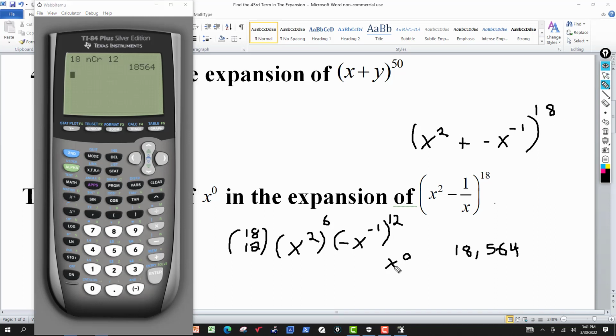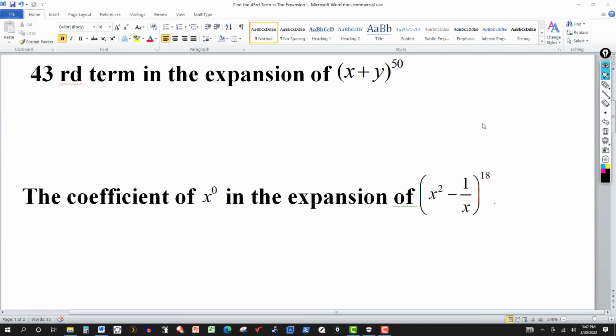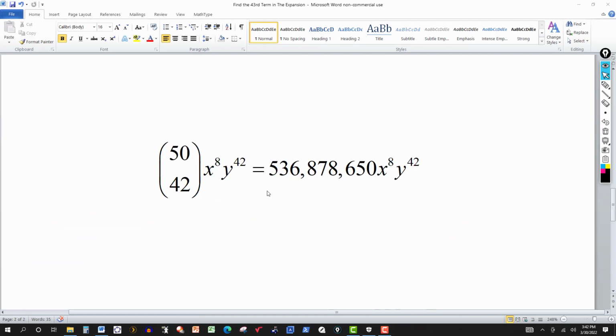So this would be the coefficient here. And this, of course, x to the 0 is just 1, and they only want the coefficient anyway. So this is the coefficient. That's your answer to this one. And just to make it clearer for you, here's your setup for the first one. 50 selects 42, and we did this in the calculator. We got this answer for the coefficient of the term, 536,878,650. That's your setup for that one and the answer.